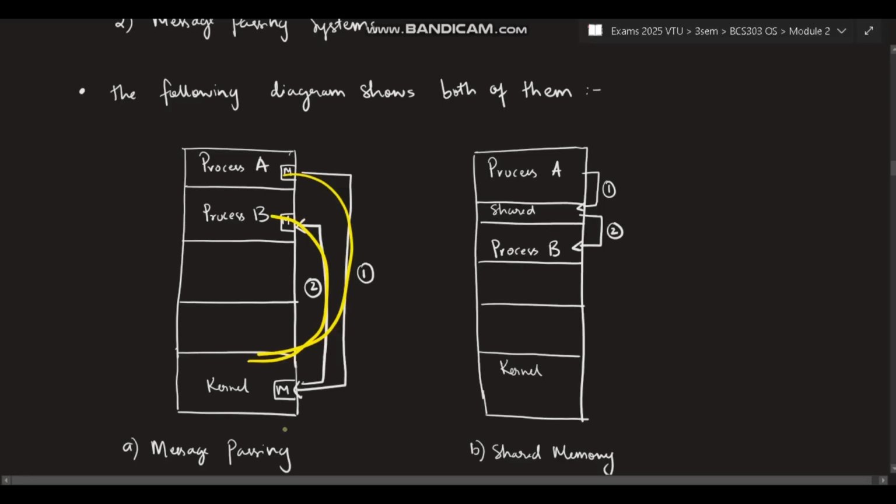Okay, this is called message passing. We are passing the messages, M for messages. Next is shared memory. In shared memory, there are two processes, and whenever data needs to be sent to the other process, it will just put it into the shared memory, and process B will take whatever it wants from the shared memory. This is called the shared memory model.